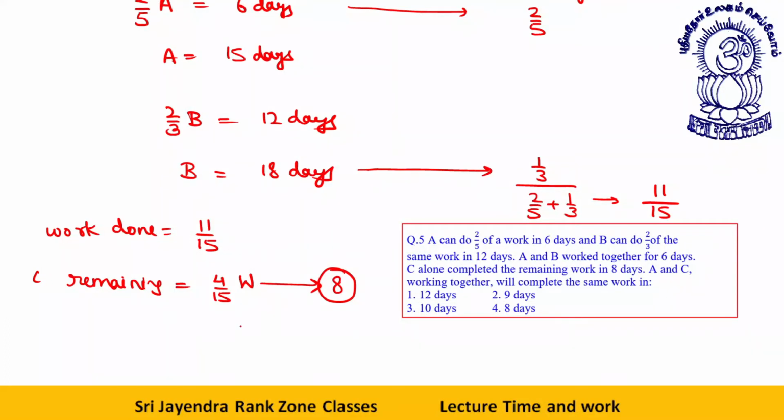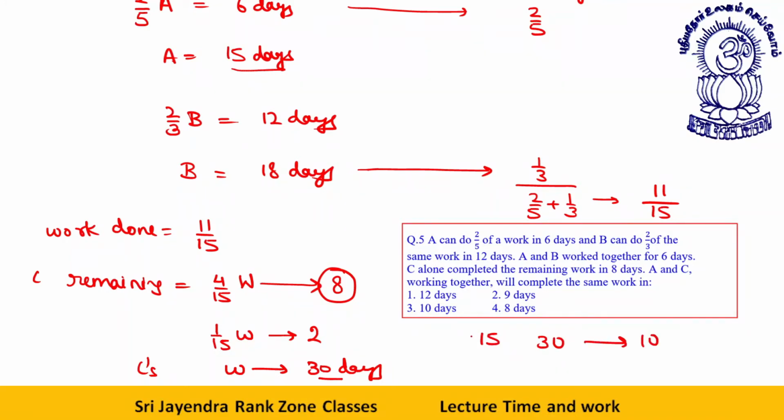C is doing the remaining work in 8 days. So C will do 1/5 of the work in 2 days, so C will do the full work in 30 days. This is C's time, okay? So A does the work in 15 days, C does it in 30 days. Together, 15, 30, what will be the answer?